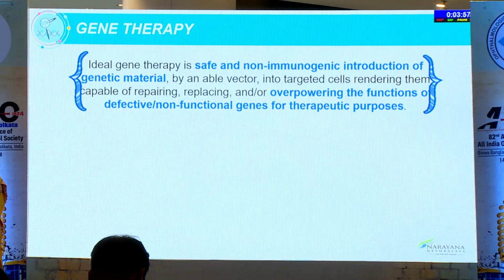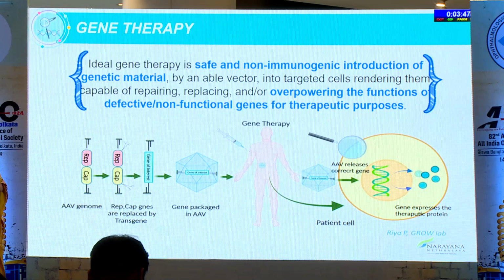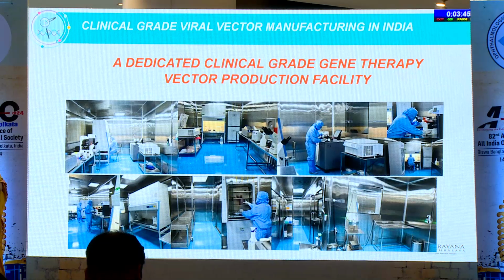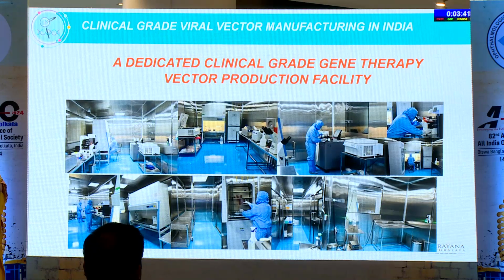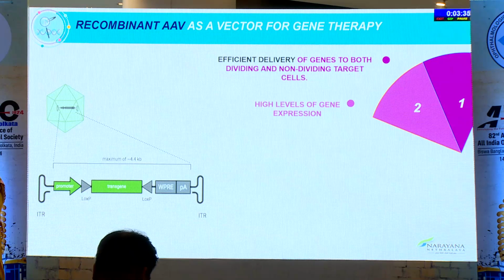So ideal gene therapy is a safe and non-immunogenic introduction of genetic material by a suitable vector, which can overpower the functions of the defective or non-functional genes for therapeutic purpose. And the best way to do this is AAV vectors. So at our hospital we have developed a vector production facility where we can produce the AAV vectors, and based on these AAV vectors, you can inject them for genetic therapy purposes.